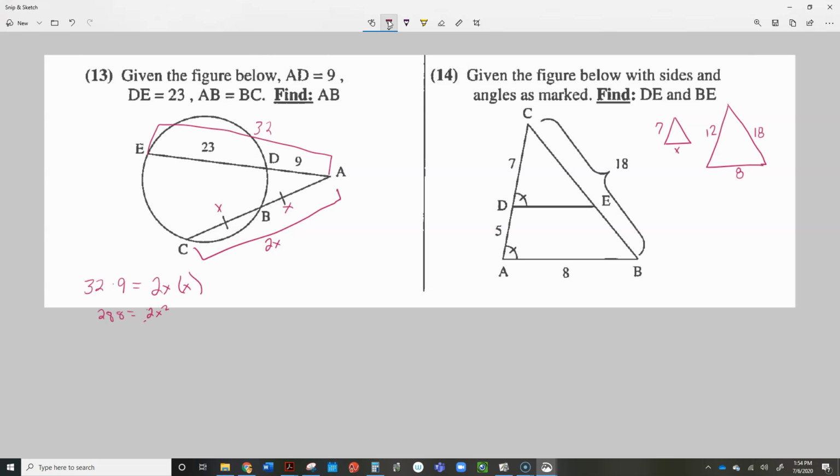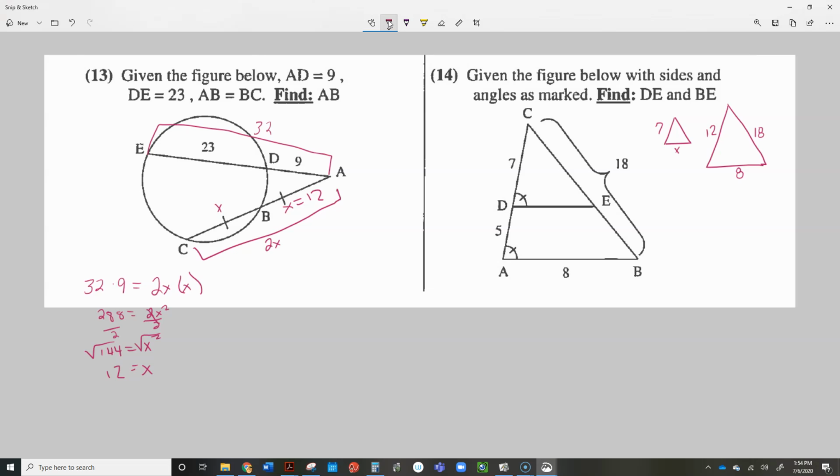Divide both sides by 2. I get 144 is equal to x squared. Take the square root of both sides, and x is equal to 12. So it says find AB. So we just did. AB is 12.